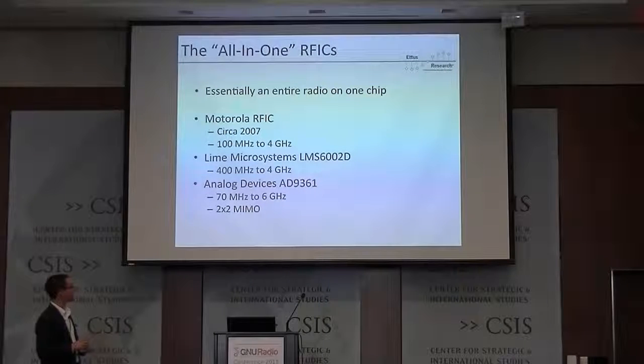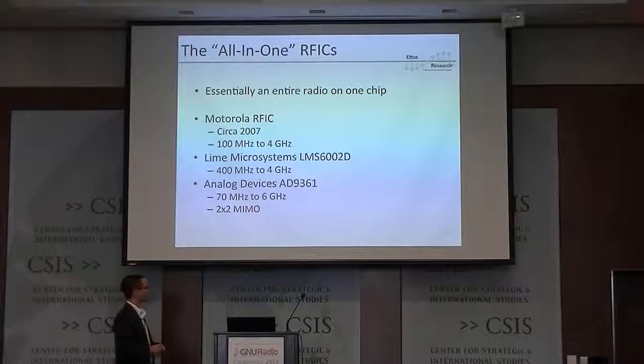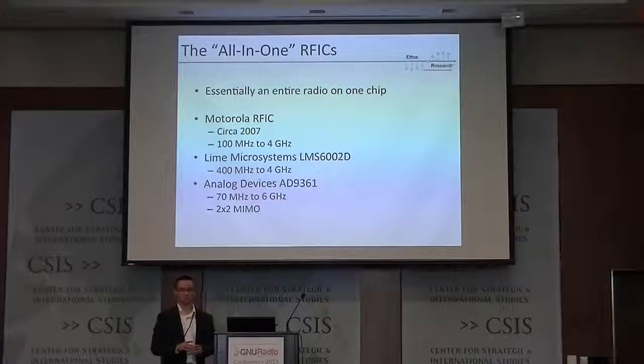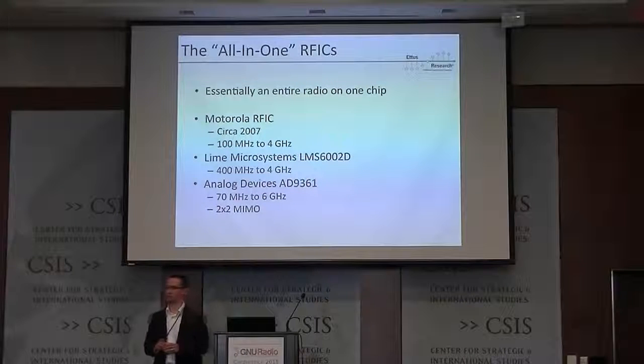It was 100 megahertz to 4 gigahertz. I actually don't remember the name of it. It was used here and there, but it never really took off. Lime Microsystems released the LMS6002, which has been used on a number of commercial SDR products, including several that were Kickstarter projects. And I think Tim Newman will probably go through a couple of these in his presentation later today.